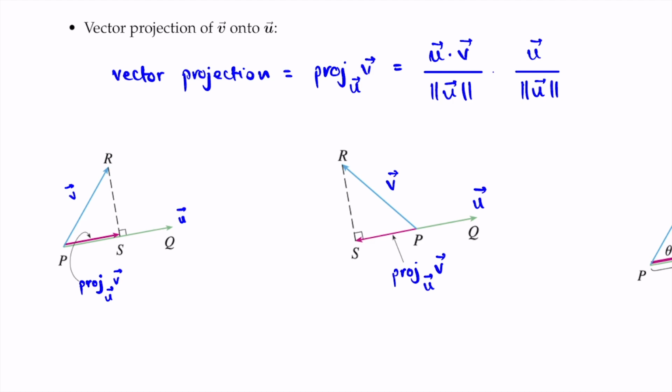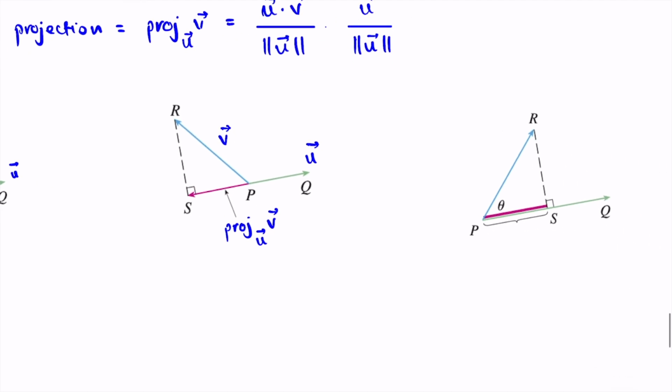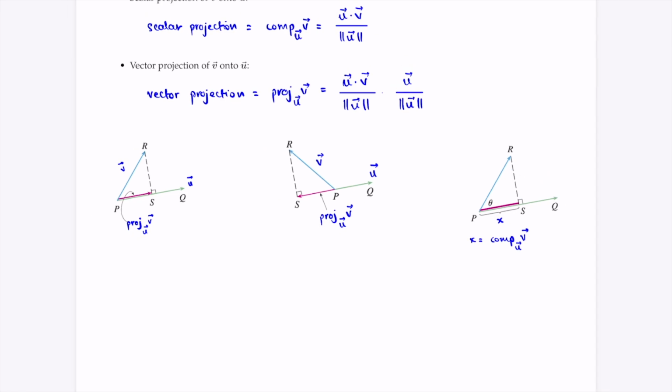When you project a vector onto another vector, obviously you get another vector, and when you measure the distance or the magnitude of the vector projection, you have the scalar projection. And that scalar projection is just the distance or the magnitude of the vector. So this I call x, and this x is equal to the scalar projection of v onto u. Let's derive the formula for the vector projection and scalar projection.